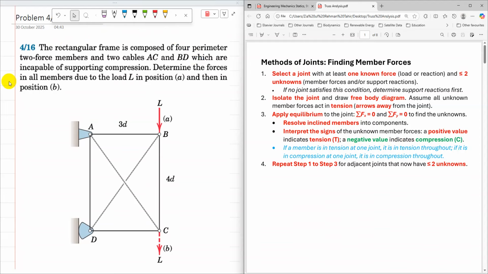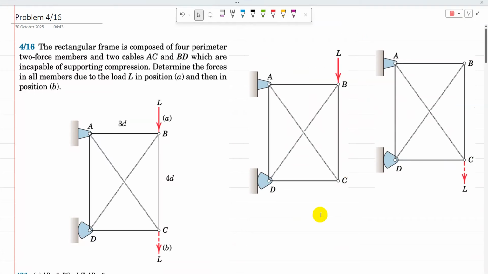So I'm going to solve this question using the method of joints now. There are two parts of the question. In part A, the load is acting at B, and in part B, the load is acting at C. And the two cables AC and BD are incapable of supporting compression. So first I'm going to do part A.